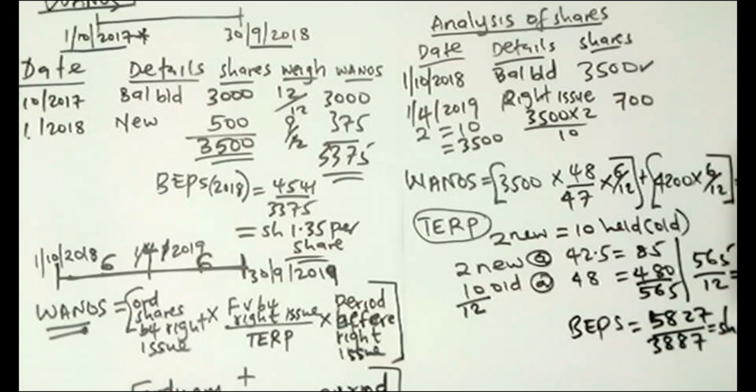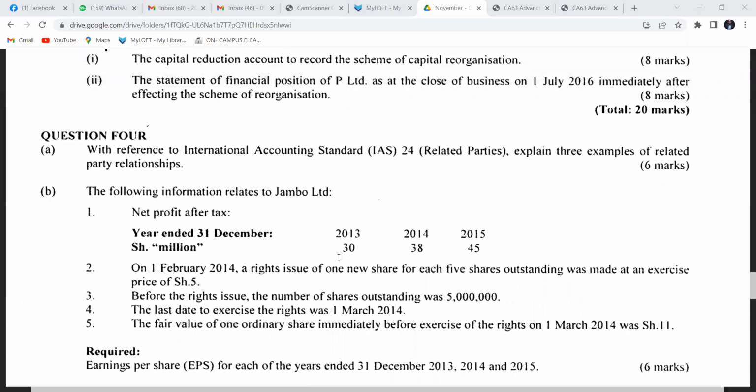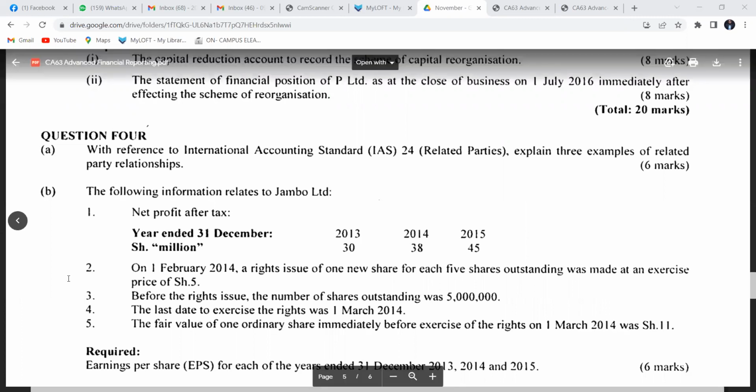So there's a small question from November 2016, question 4B, which says that the following information relates to Jambo Remittance. We have the net profit after tax for the year ended 31st December 2013, 2014, 2015: 30, 38, and 45.